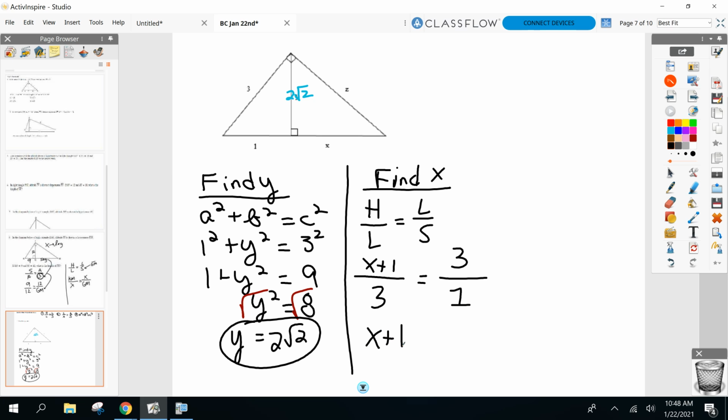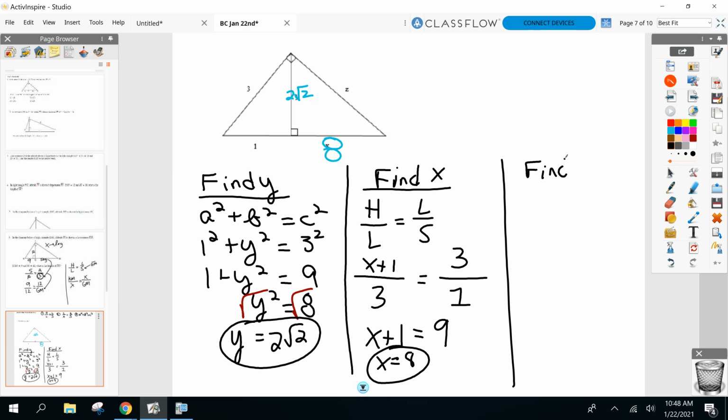X plus 1, when I cross multiply the extremes, are the same as equal to 9. Woo! X equals 8. All right, now we're rolling. All right, now I just got little old Z left.